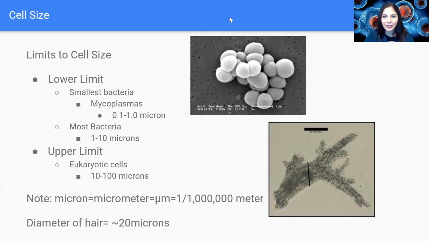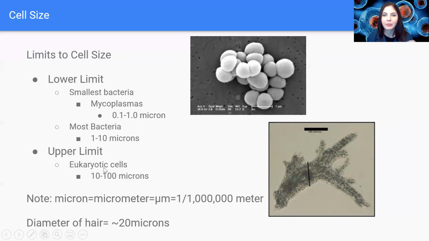And just to give you a reference, a single hair on my head would be approximately 20 microns in diameter. And a micron or a micrometer, looking at this symbol right here, is 1/1,000,000th of a meter. So super teeny tiny. Most bacteria fall into a size of between 1 to 10 microns or micrometers.